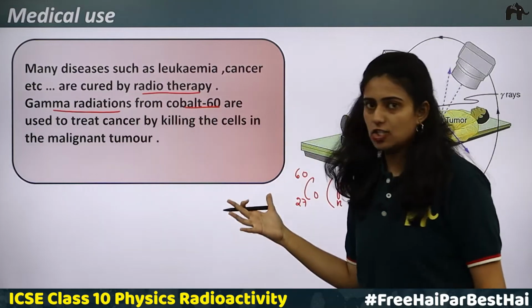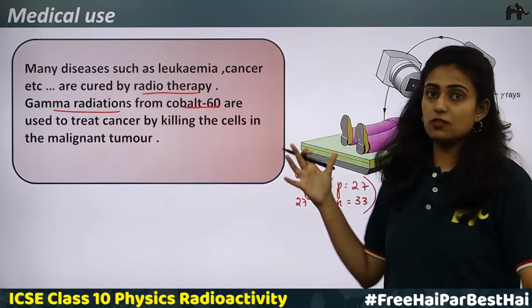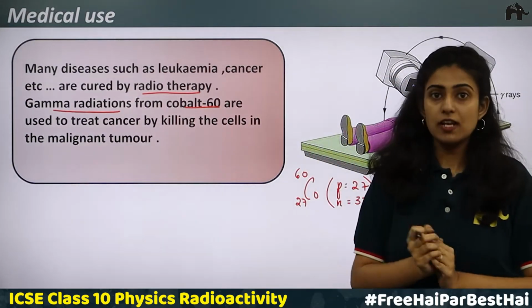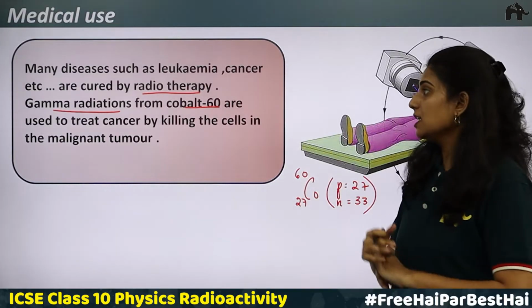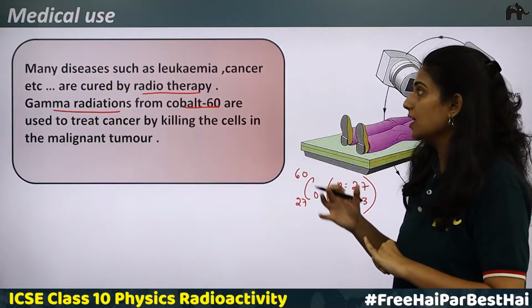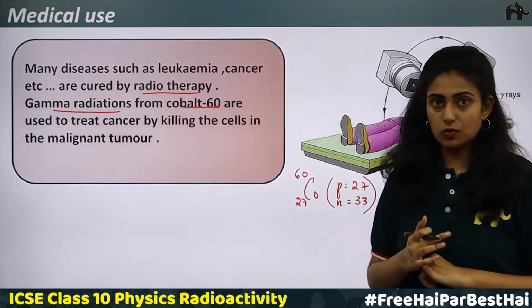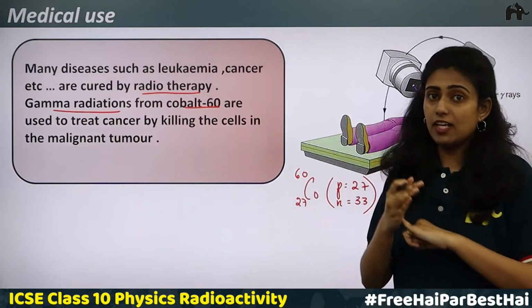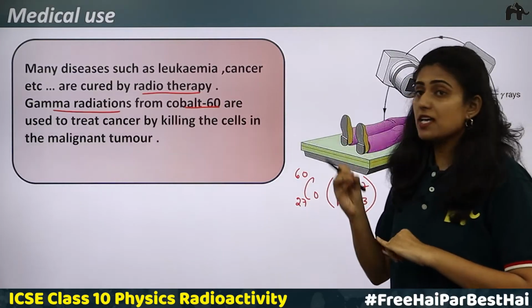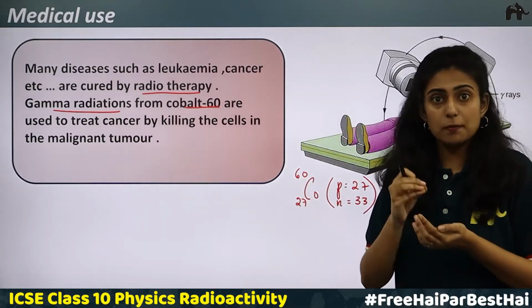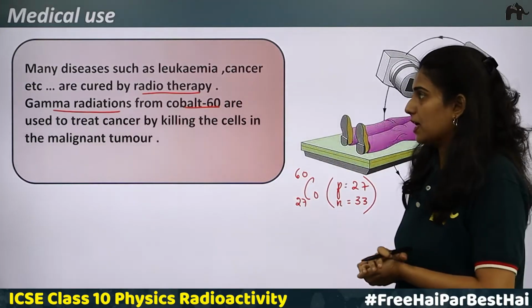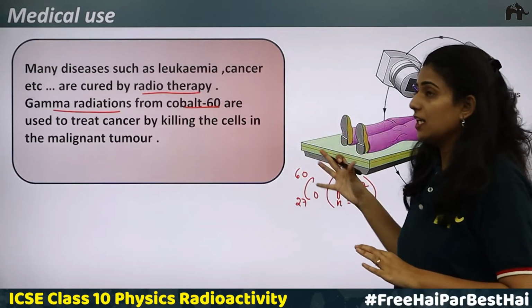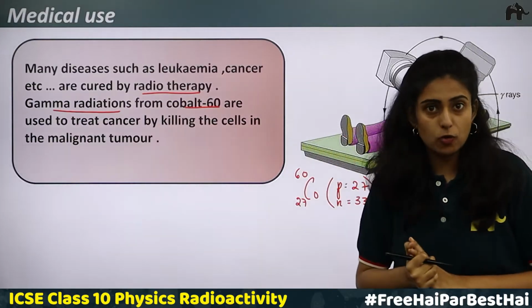This gamma radiation is allowed to pass through the skin. We have studied the penetration power when we studied the properties of alpha, beta and gamma radiation. So penetrating power is maximum in case of gamma radiations. We have seen that alpha radiations cannot pass even through the skin or a piece of paper. Maybe it may pass through a thin sheet of paper. But gamma radiations can easily penetrate through the skin and damage the cell.